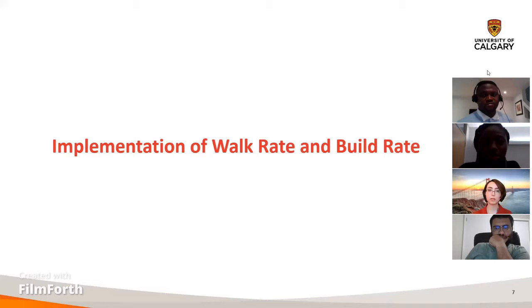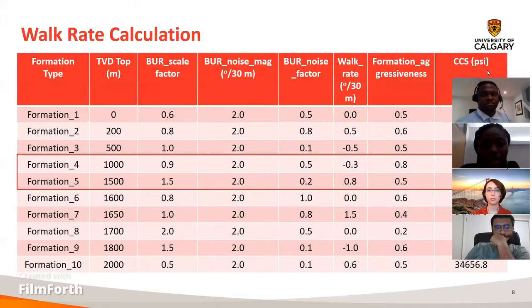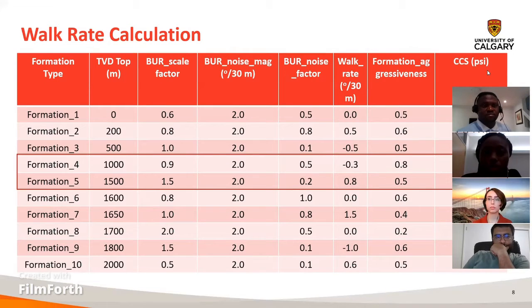Hi, I'm Benedicta Wani. I'm also a member of the robotics team A at the University of Calgary, and I'm going to be talking about the implementation of the walk rate and the build rate in our app. So we have a well plan based on several targets, and we try to tweak the well plan to a formation-based plan in which we used our finite element method. So this is the data we're given, and I'm just going to give an example of how we calculated the walk rate because it affects the azimuth.